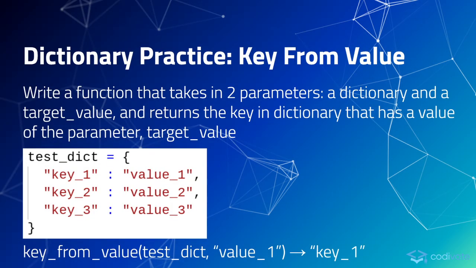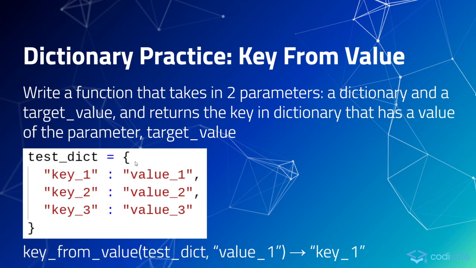Okay, so using what we just learned about for loops and dictionaries, let's do a practice problem. This practice problem is called key from value. We have to write a function, which is what we learned about last time, that takes in two parameters, a dictionary and a target value, and returns the key in the dictionary that has a value of the parameter target value. So for example, this is a sample function call.